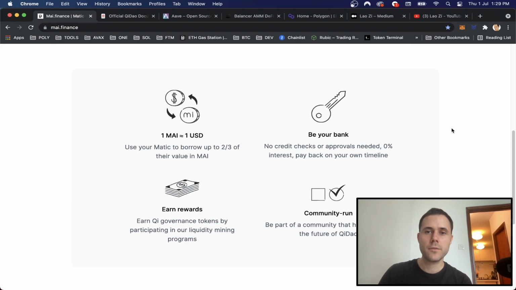So I just want to go over how this differs from traditional finance. Instead of having to get a credit check or get approval when you have to go to the bank and ask for a loan and wait for a reply, you don't need to do any of that. You just need to buy some Matic, deposit on here, and then you can loan. You don't need to ask anyone's permission. Also, you'll pay 0% interest and you can pay back anytime you want, which is completely unheard of in traditional finance. So this opens up a lot of opportunities.